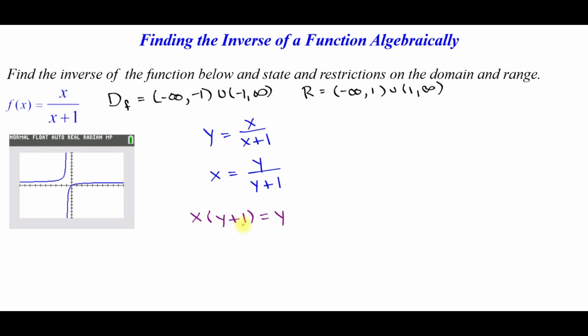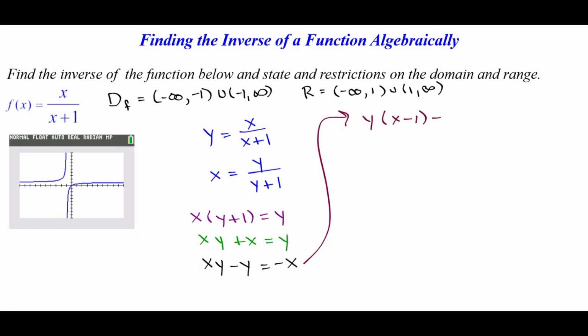Here we have to distribute the x so that then we can combine those y terms together. So we're going to have xy plus x equals y. Again, getting the y terms together, we're going to have xy minus y equals -x. Now I'm going to factor out the y, which is going to leave me with x minus 1 equals -x.